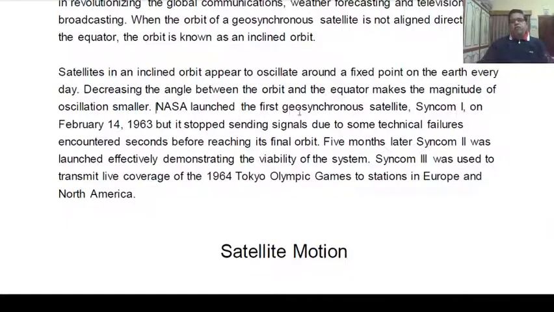NASA launched the first geosynchronous satellite, SYNCOM-1, on February 14, 1963, but it stopped sending signals due to some technical failures encountered seconds before reaching the final orbit. Five months later, SYNCOM-2 was launched, effectively demonstrating the viability of the system, and SYNCOM-3 was used to transmit live coverage of the 1964 Tokyo Olympic Games to stations in Europe and North America.